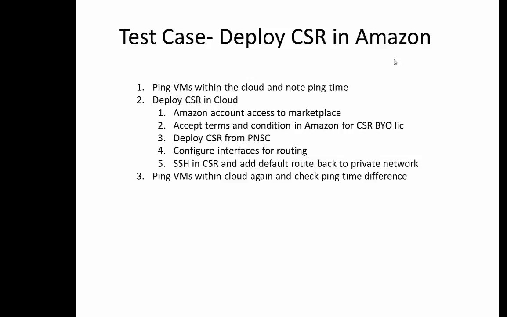And then we'll configure the interfaces for routing. There are two VLANs, a pretty straightforward configuration. After that, we'll SSH into the CSR and add the default route. Thereafter, we'll ping. In our case, the first ping should fail, and the third should work.